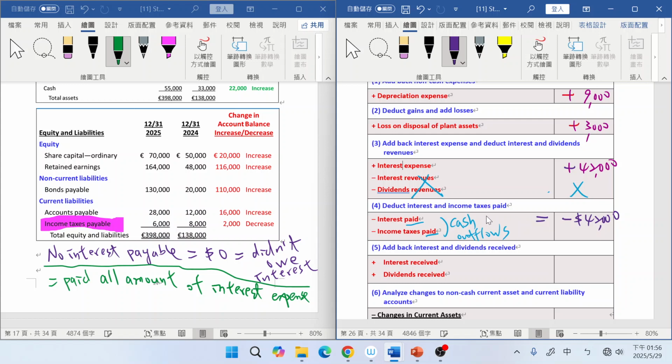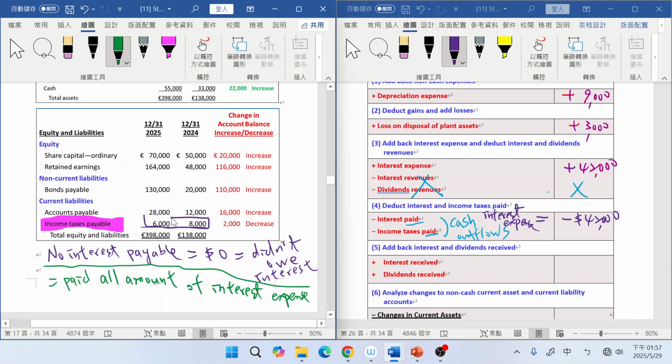Okay, so it is the interest expense. How about how much money we pay for a tax? Then, did you find out income tax payable right here? Your income tax payable beginning 8,000, ending 6,000. So means what? Your income tax payable decrease, right? So income tax payable decreased $2,000.